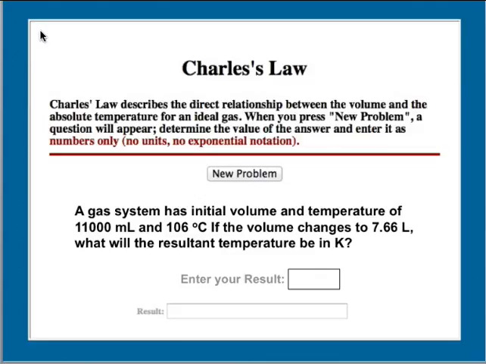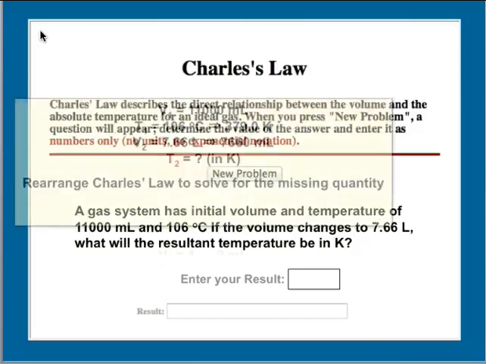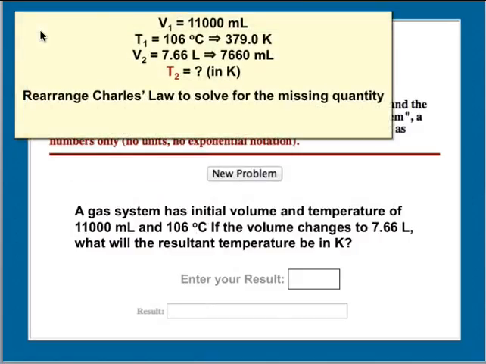All right, here we have initial temperature and volume of 11,000 mils, 106 centigrade. We're gonna change this to 7.66 liters, and we're looking for our final temperature. We either have to convert this to mils or that to liters. Either way, you can do it in your head, it doesn't matter. I took our liters, multiplied it by 1,000, and made mils. And again, we're just looking for T2.